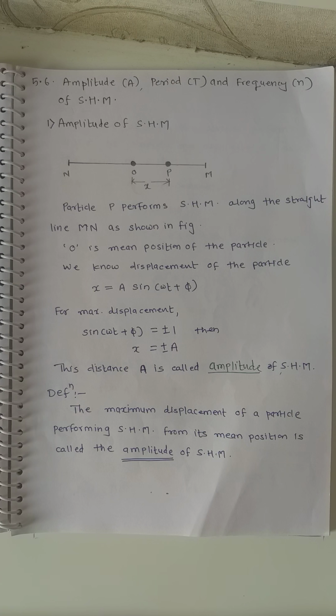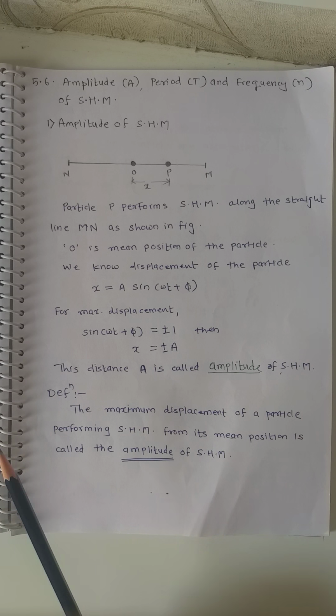Hello student. In the previous session we derived an expression for displacement, velocity as well as acceleration. We also saw the cases where acceleration, velocity and displacement are minimum and maximum. So in this session we will derive an expression for amplitude, period and frequency of simple harmonic motion. For that, first of all, let us see what is amplitude of SHM.